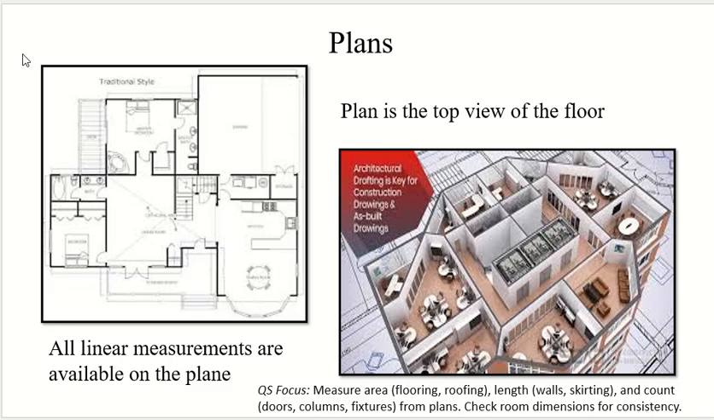Our focus when we look at the plan, what are we trying to calculate from the plan? We can calculate the roof or the floor area. How much area the roof is covering? How much area the floor is covering? The length of walls, and the length of skirting. What does it mean?